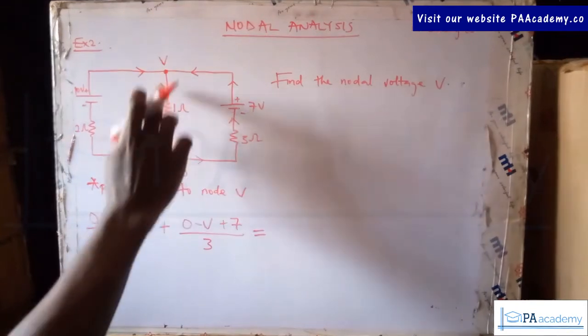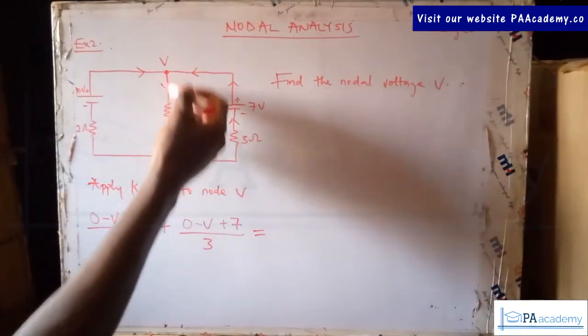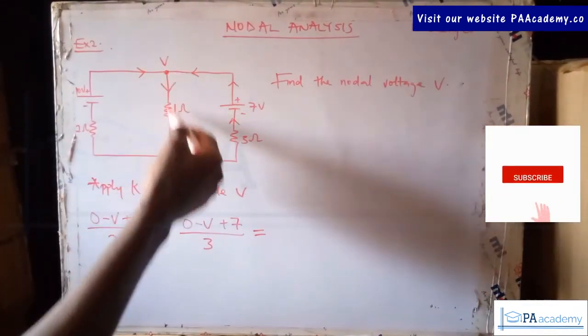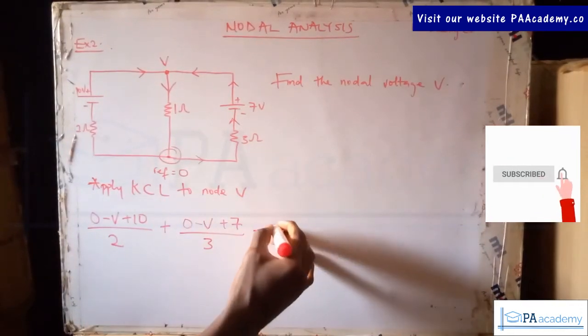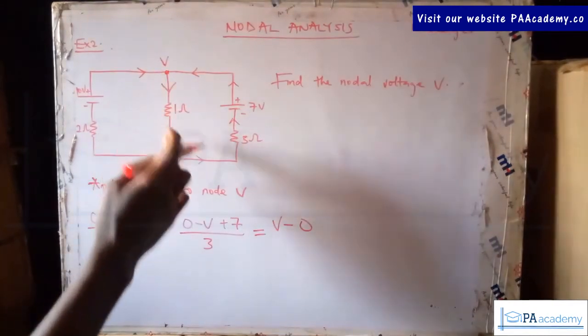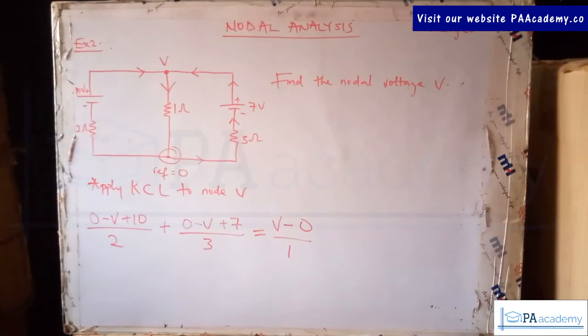Now on this particular branch, we have a current that is moving outside of it. So for us to calculate that, since it is coming from V to the reference, how do we do it? V minus 0. There is no other voltage source in between, so we are just going to be having V minus 0 divided by 1. I hope this is clear.